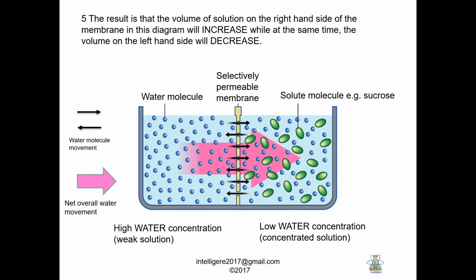In this example, water molecules are moving in both directions across the membrane. However, the net water movement is to the right-hand side of the membrane in order to get to a point where the concentrations are equal.